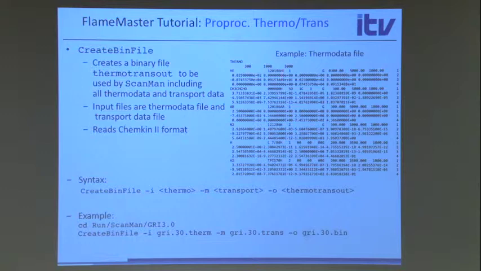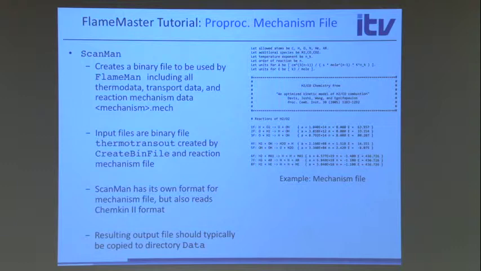So these are the thermodata files. This is how these are converted to the binary file. We don't need to go through the details of this. And then this ScanMan code takes this as input. It takes the reaction file. This is the reaction file here in Flame Master format. We use our own format, which has some advantages over the typical ChemKin 2 format.